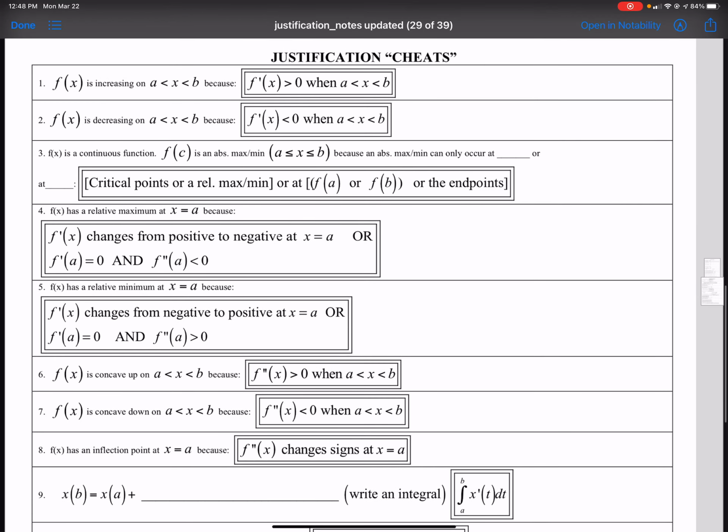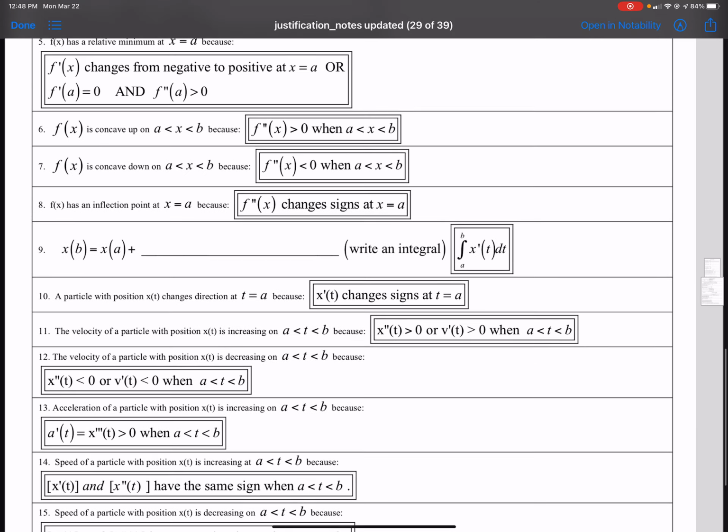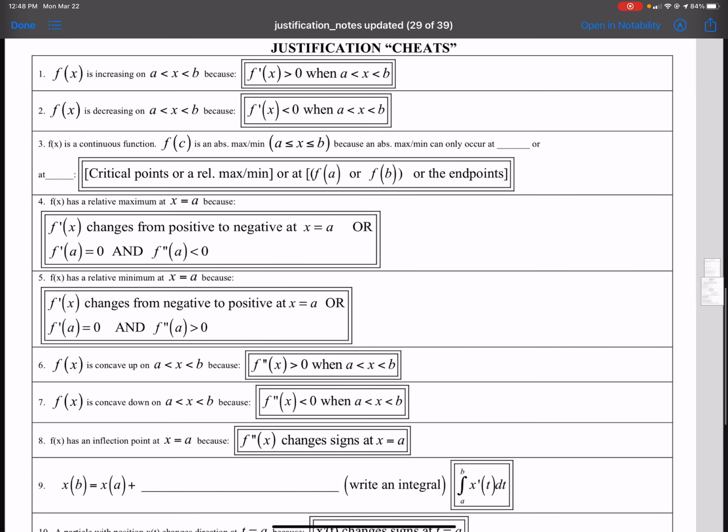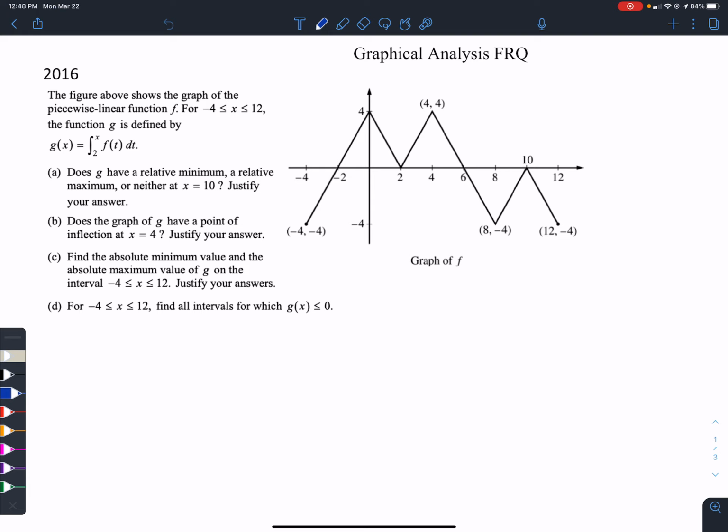And here's a list of them. These are going to be used a lot in this section. So if you don't know them, you better learn them. Okay? So they give you a figure, and they give you function g right here.